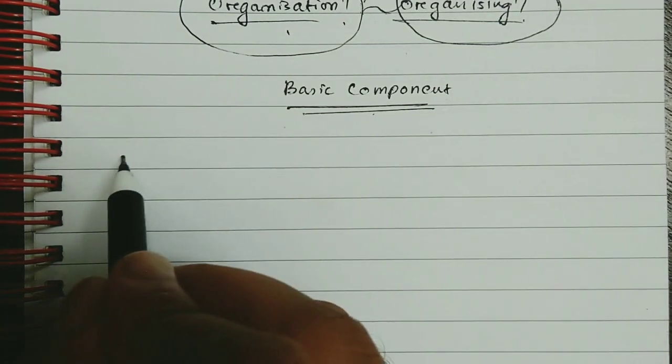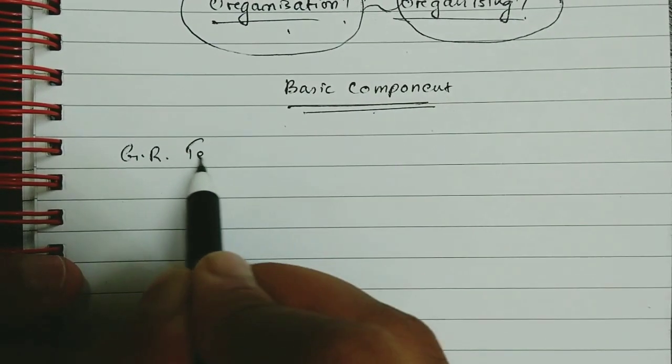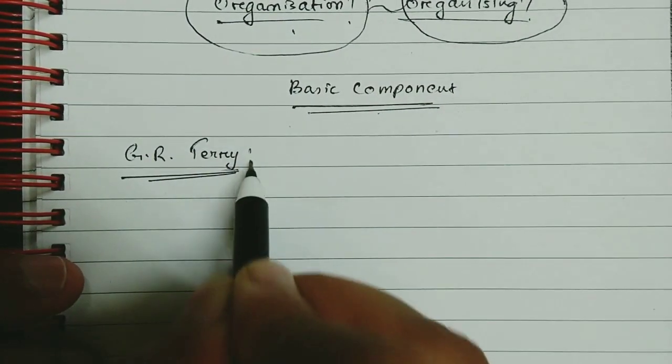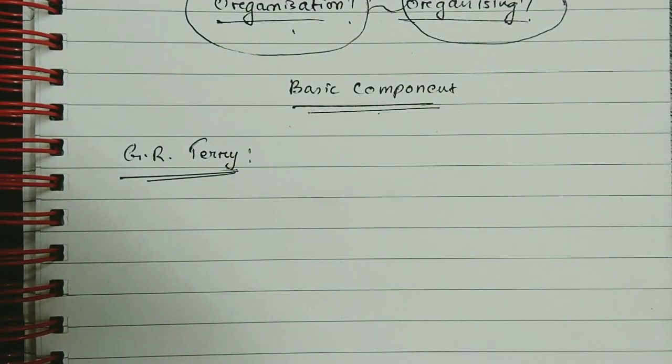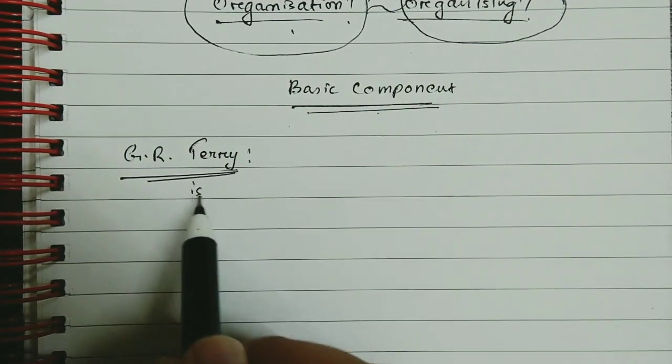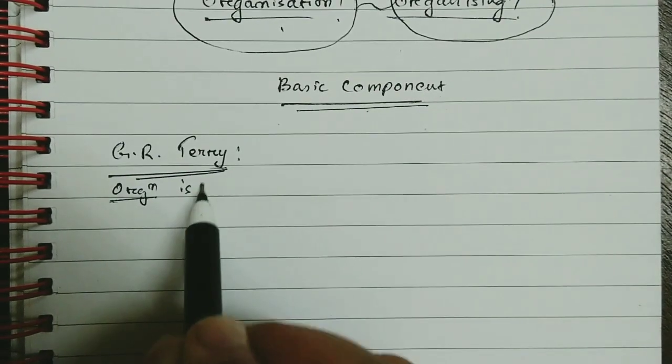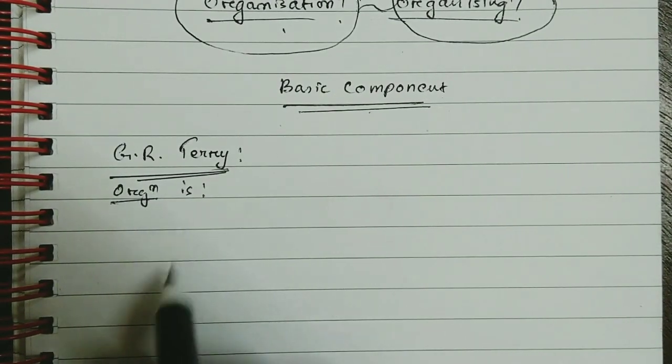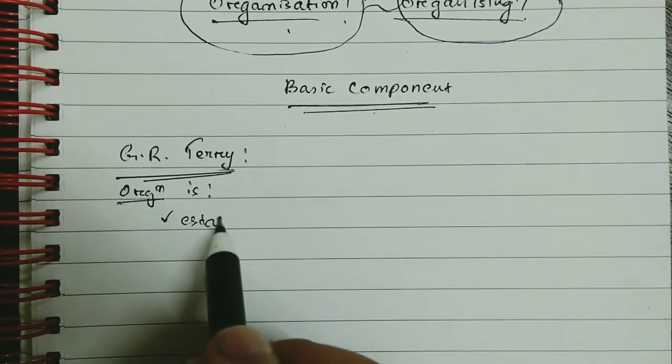So let's start with G.R. Terry. Okay, and remember, whatever writer's definition is given in the class will also be helpful in one way or the other in one or the other exam, okay? So pay attention. G.R. Terry, what did he suggest? Organizing is, that means he's defining, organizing is, first point that he said is it's establishing.